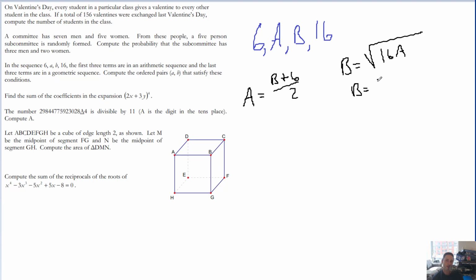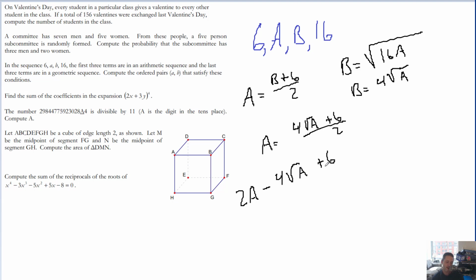We're just going to substitute in. B is going to be equal to 4 square roots of A. I don't like to say rad A, 4 square roots of A. And we're going to substitute this right in here. A equals (4 square roots of A plus 6) over 2. Multiply both sides by 2. We get 2A minus 4 square roots of A plus 6, not plus 6, minus 6, knucklehead. Minus 6 equals 0. Divide everything by 2. We're getting no more 2. We're getting A minus 2 square roots of A minus 6 equals 0.